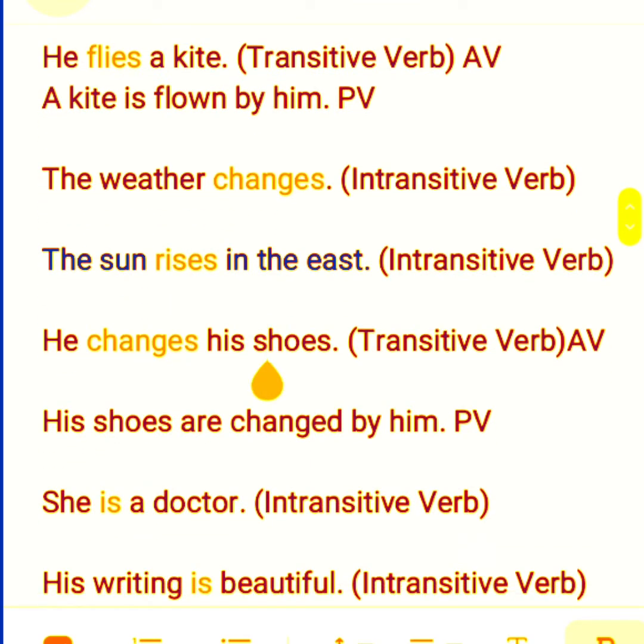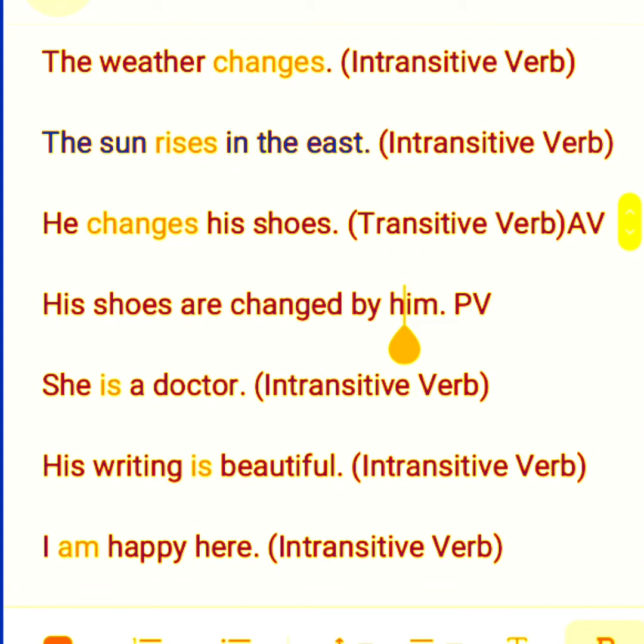He changes his shoes. Again, see, look at this. Changes here is transitive because here there is object also. He changes his shoes. Now the action issues from this subject. The action is of changing. What does he change? Shoes. Now shoes are changed. Shoes are affected. Now see, we can change it into passive voice also. His shoes are changed by him. This is passive voice.